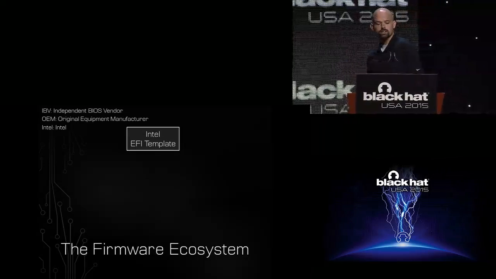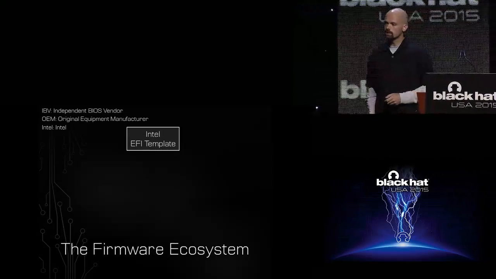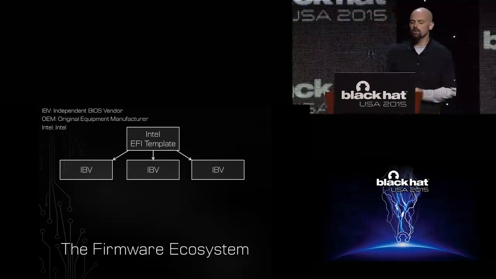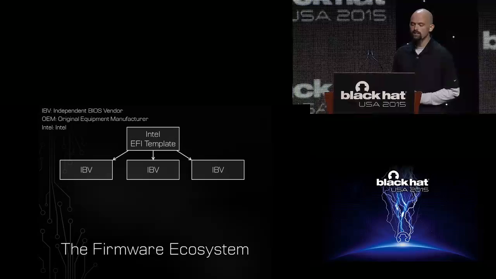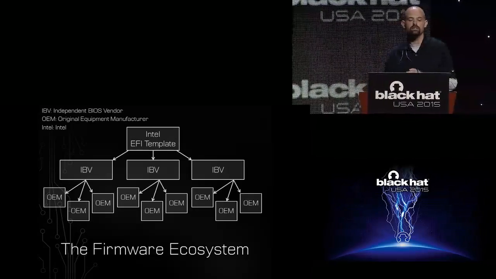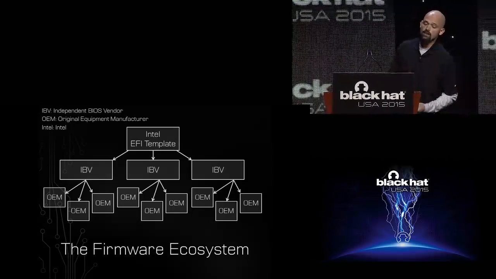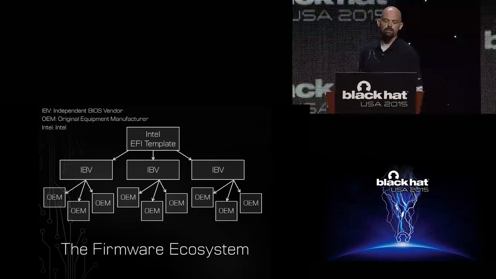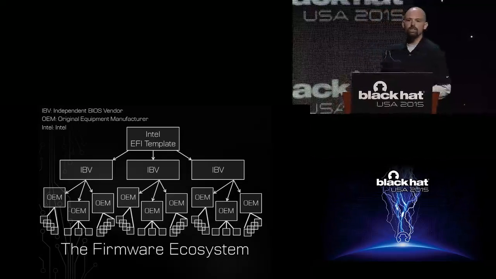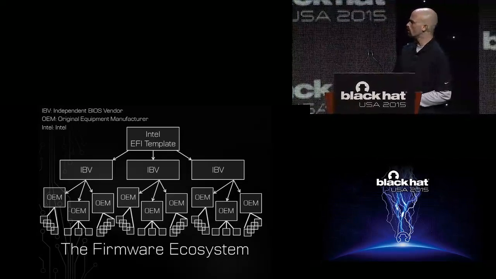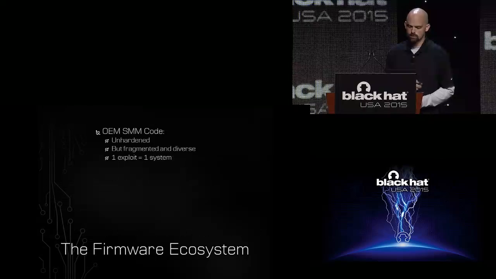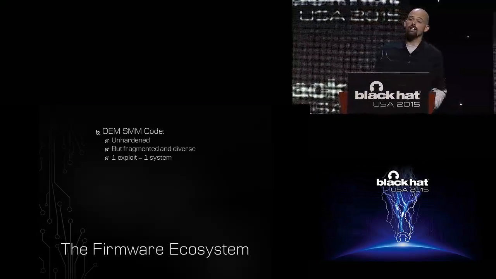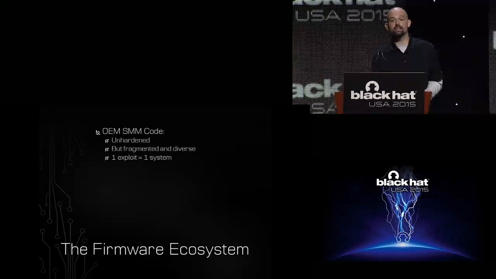So firmware starts with Intel. Intel writes what they call the EFI template code. It's sort of a skeleton firmware for other people to adapt from. And they give that template code to the independent BIOS vendors, the IBVs. The IBVs add their own modifications to the template code and sell it to the OEMs, things like HP and Dell. They add their own modifications to the template code and then adapt it for each of the individual models of computers that they sell. So you end up with really diverse system management mode code by the time you get down to the individual systems. So we could try to attack that OEM code, the stuff they added, but even if you find an exploit in that code, it's really only going to affect one system.